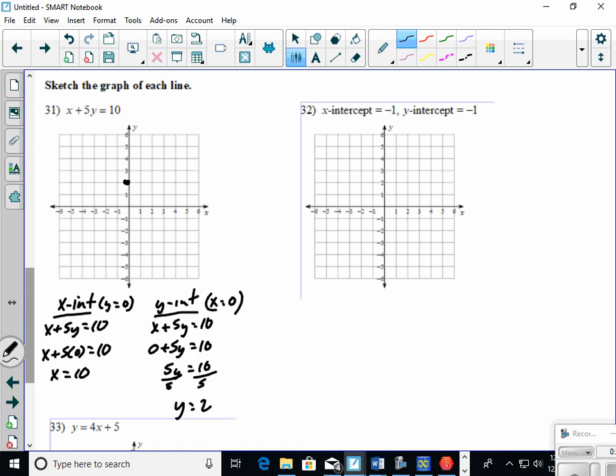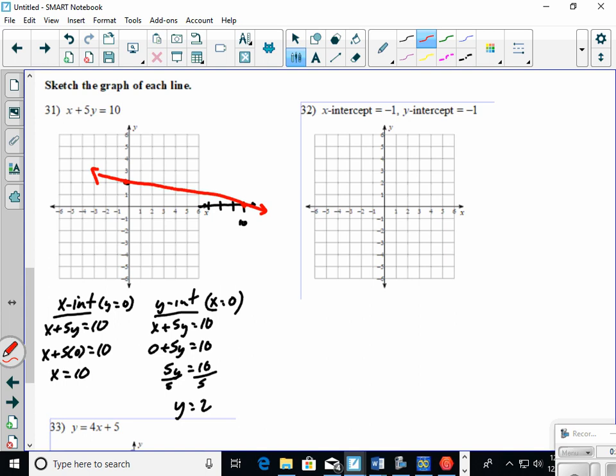And then the x-intercept is actually at 10, which actually didn't give us a big enough graph to do that. I'm just going to extend it out. 7, 8, 9, 10. So the graph should look something like that.